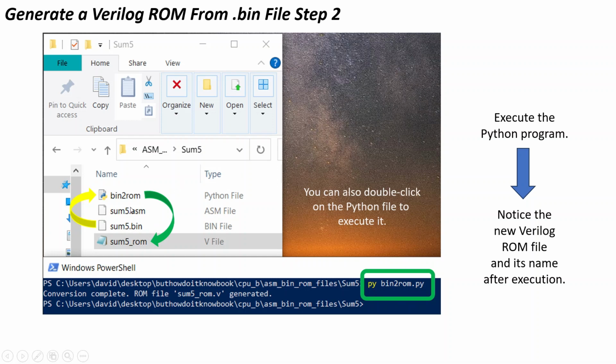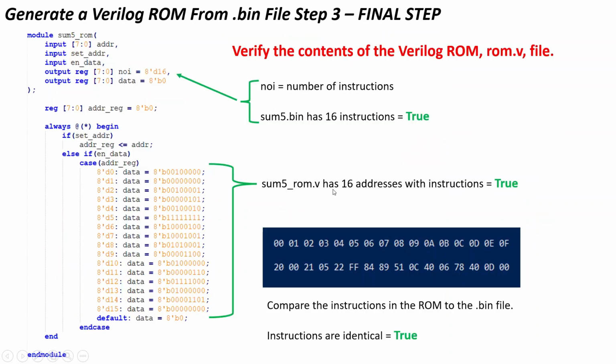Or you can just double click on the ROM. You see all the files are in the same folder. Whatever .bin that you're wanting to convert to a ROM needs to be in the same folder as your Python file. And then what you end up with is this on the left here. I have a Verilog ROM that was generated by that program from the .bin file.